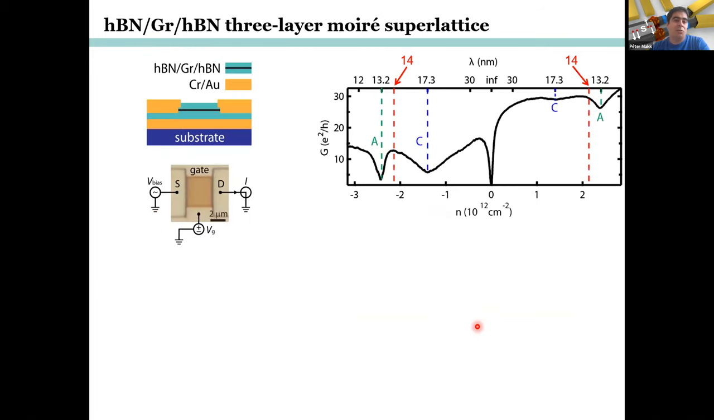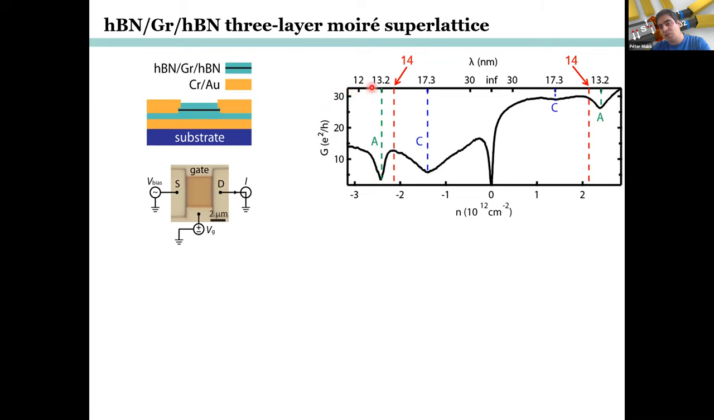And with this, let's look at the following experiment. Here we have a single layer of graphene, which is encapsulated again between boron nitrides. Now we don't have superconductivity in the system, but what we took care of is that we aligned both the bottom and the top layer of the hBN with respect to graphene. And here a two-terminal conductance measurement on such a system is shown. So again, in the conductance, you see some dips. This is the main Dirac point.